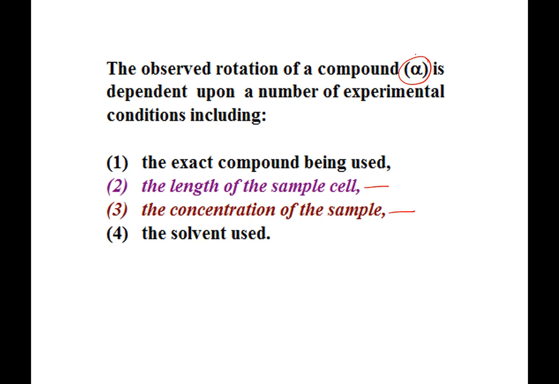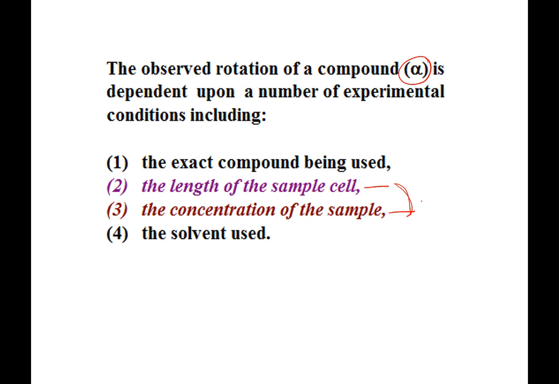Because everybody could get a different observed rotation, we need a standardization. Because if I make a molecule and I say it has a rotation of 5 degrees, then somebody else could have it being 10 degrees if they used a longer, shorter cell or more concentrated. So we need to define something that is independent of these two experimental parameters. And so that's what we do.